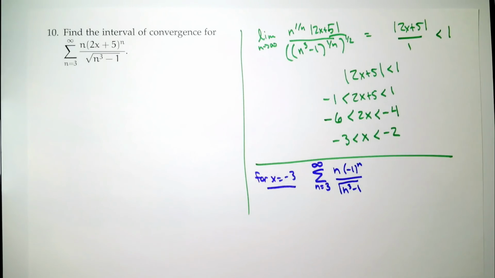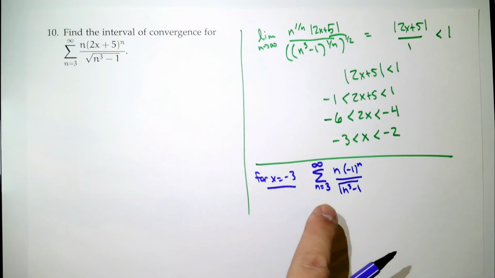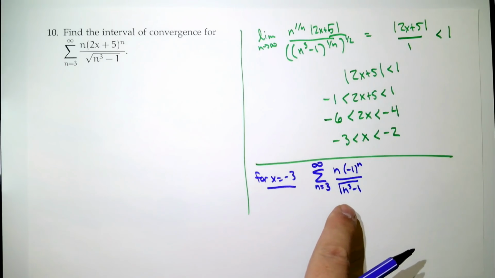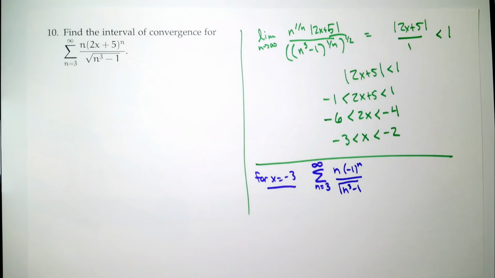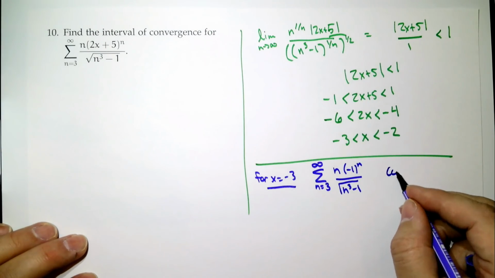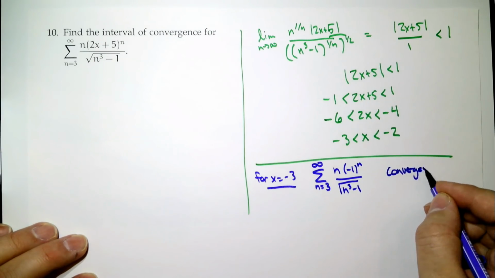By the way, do the terms go to 0? Are we clear on why that's true? What's the power upstairs? 1. What's the power downstairs? 3/2. So the bottom is going to dominate because it has a larger power. So that's how we know it's going to go to 0. So this converges by alternating series test.